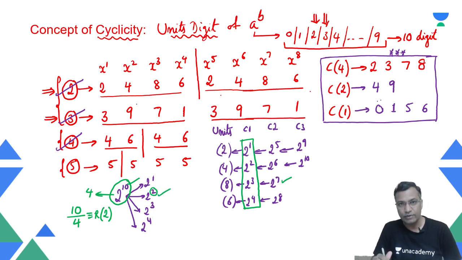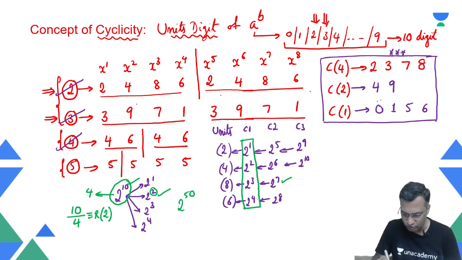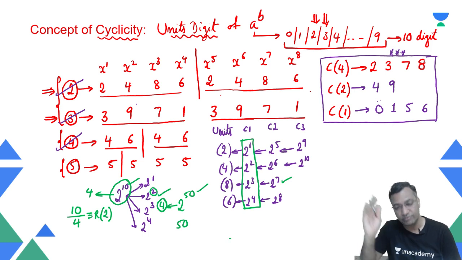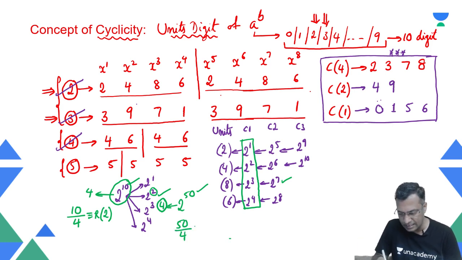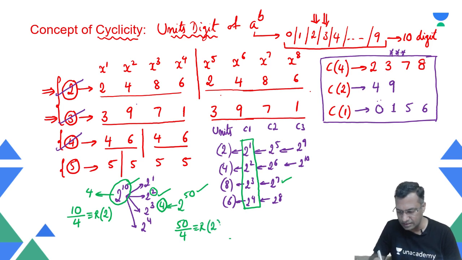Let me examine, hey, what will be the unit digit of 2 raised to power 50? For example, unit digit of 2 raised to power 50, simple. You look at this 2. First you have to question yourself, do I know the cyclicity for this base? Yes, cyclicity for this base is 4. Now take this number, power 50. Divide this by 4 and list out the remainder. 48 is divisible by 4. Therefore, the remainder is nothing but 2.